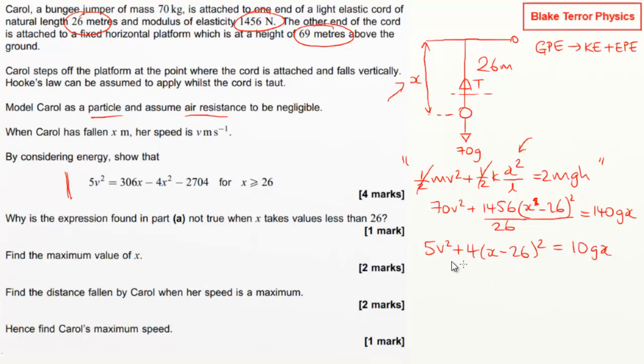Now it's just a case of expanding out this bracket and rearranging everything. So 5v squared is going to be equal to, because they've got that on its own on the left hand side here, so let's just start matching up the formats. We're going to have a 4x squared that we need to take off, so let's put that in the gap, minus 4x squared. We're going to have a 26 squared multiplied by 4. I suppose we could work that out in our heads.